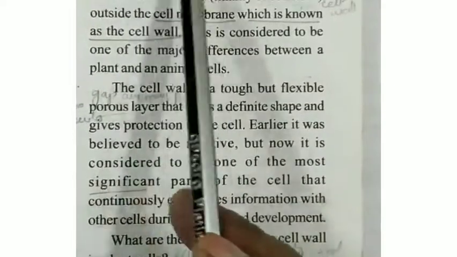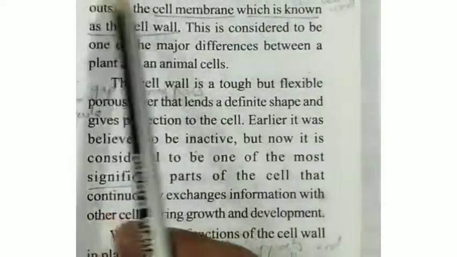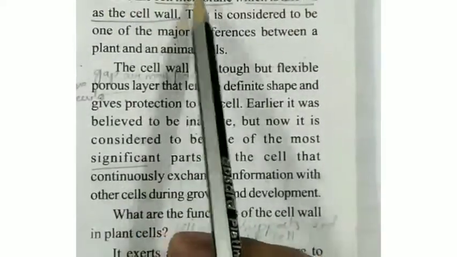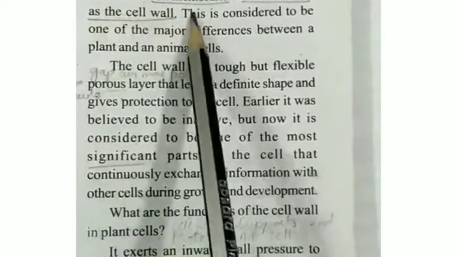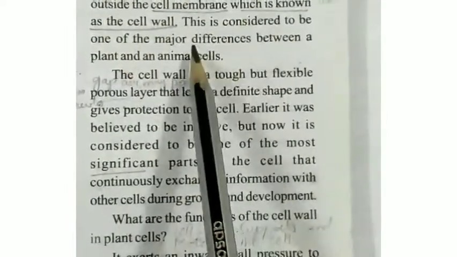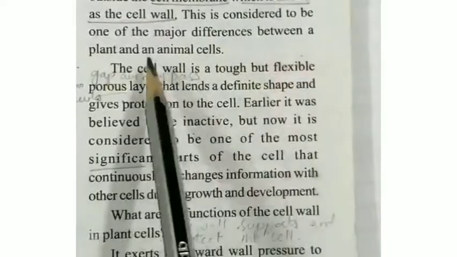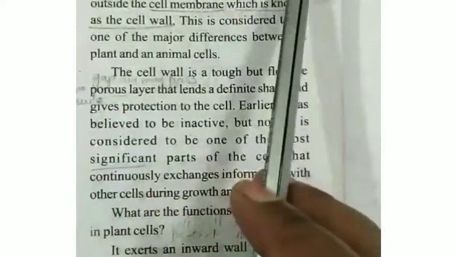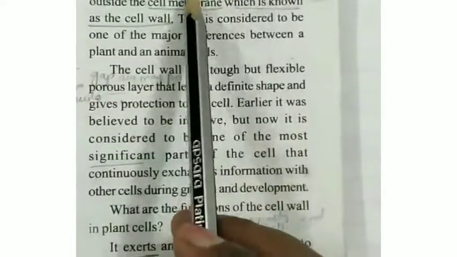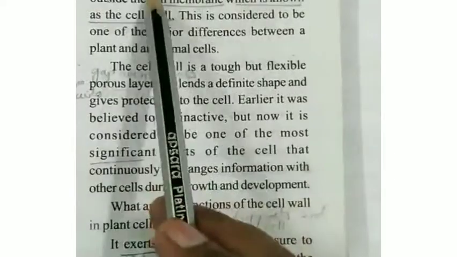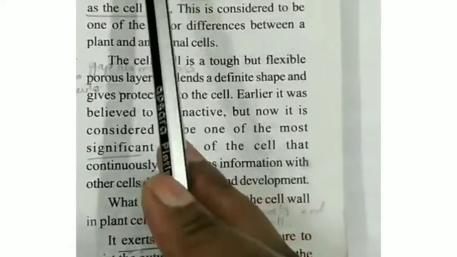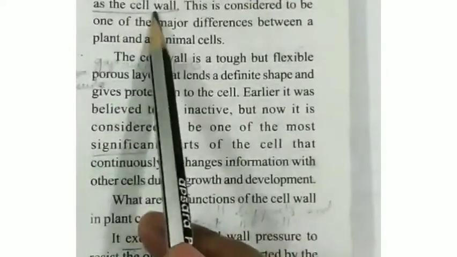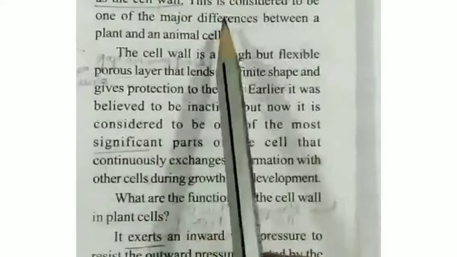Cell wall. This is a unique feature seen in plant cells. While the cell membrane acts as the outer layer in an animal cell, in a plant cell there is an extra layer, mainly of cellulose, outside the cell membrane, which is known as the cell wall. This is considered to be one of the major differences between a plant and an animal cell.